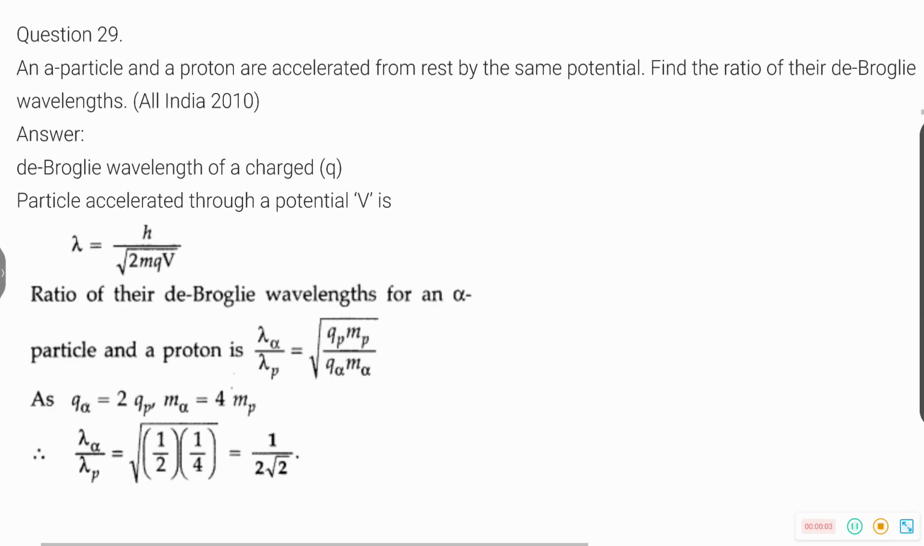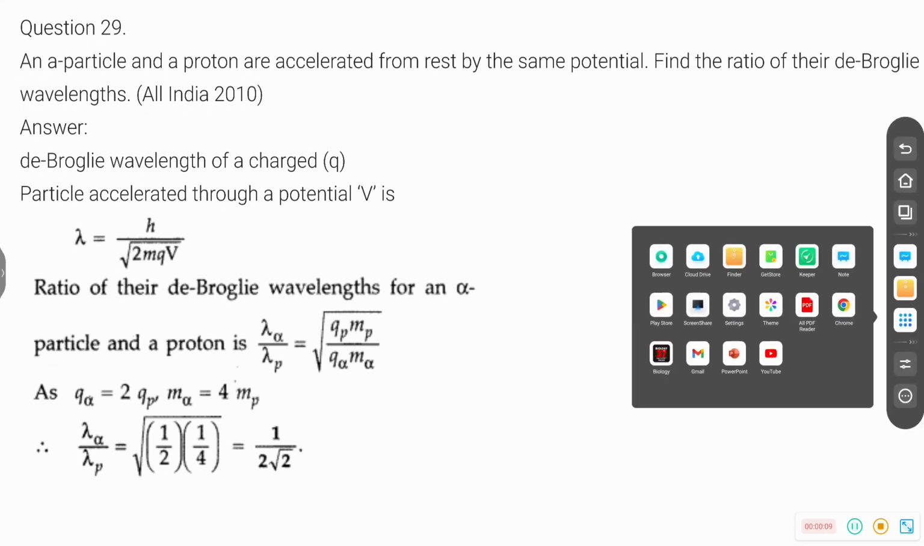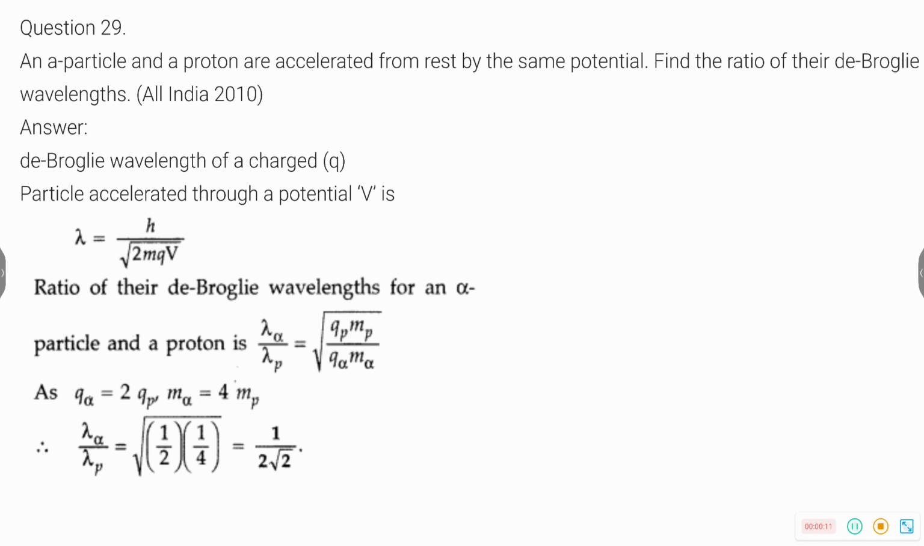Okay. So, alpha particle and proton accelerated from rest by the same potential. Are you able to understand the question or not? Okay, you try yourself. Don't say the answer. You try yourself. Got the answer?